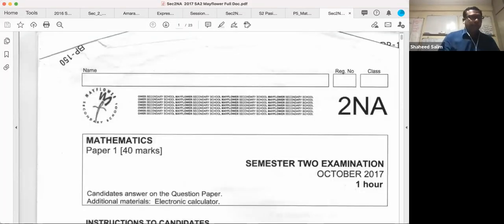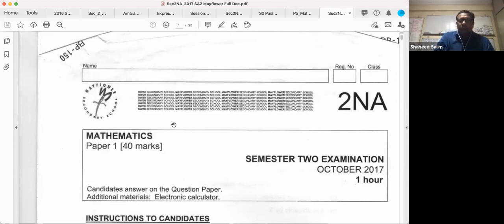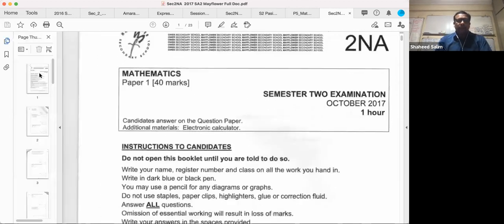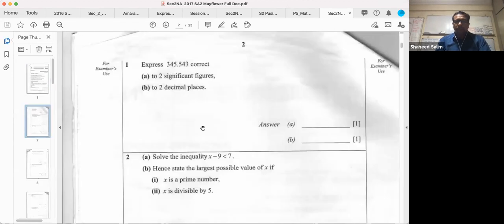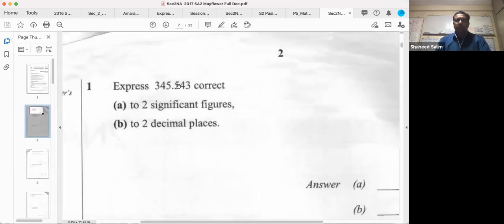Okay, here we go. And this is Mayflowers. Tomorrow you sit the paper, right? So you go through paper one. Later I'll email you this paper. If you are free, the next one will be on Thursday, right? So you try to do paper two after that. Okay, question number one, please.